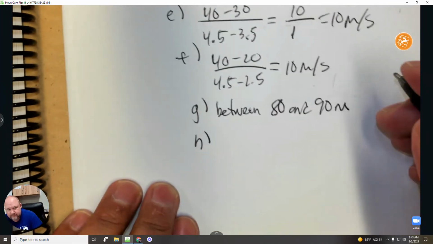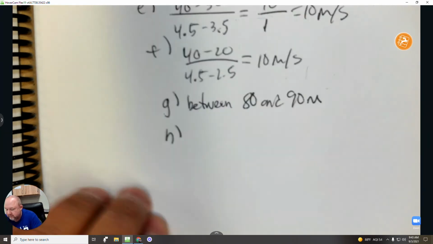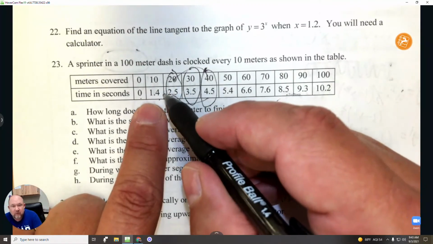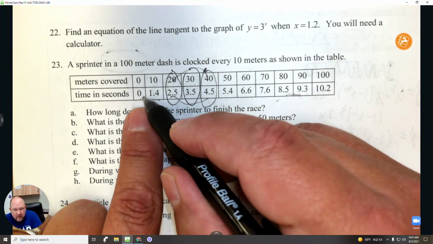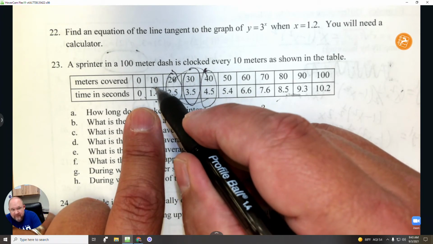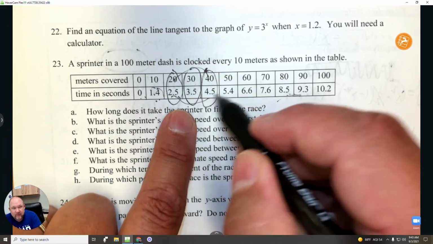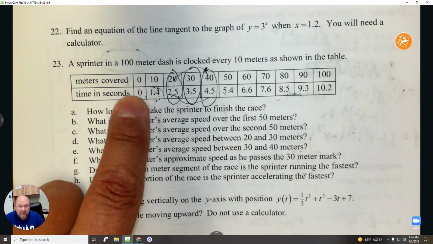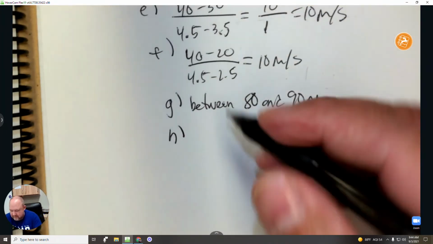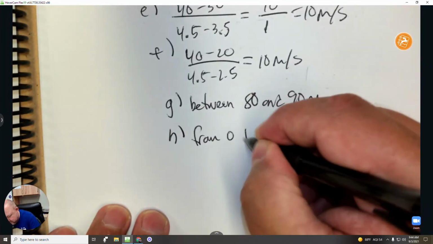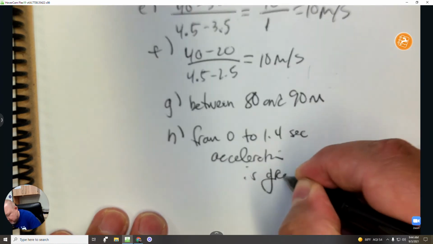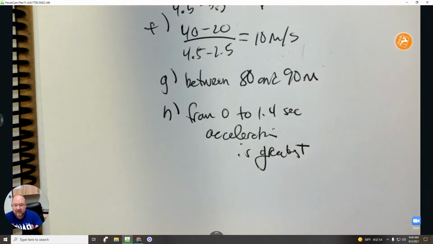H, during which portion of the race is the sprinter accelerating the fastest? So that's the change in speed. If you look, he was or she is slowest at the beginning because it took 1.4 seconds. And then if you look at the next one and the next one, it keeps speeding up. So the acceleration at the very beginning from 0 to 1.4, that's when you accelerate the fastest, because you're starting from 0, right? There's no other segment where you're speeding up that fast from 0.